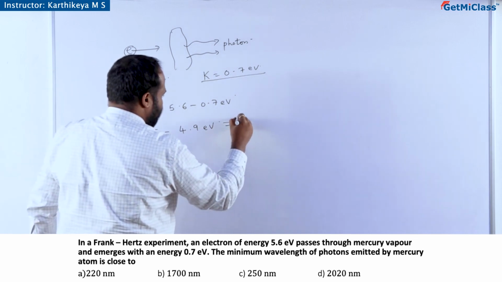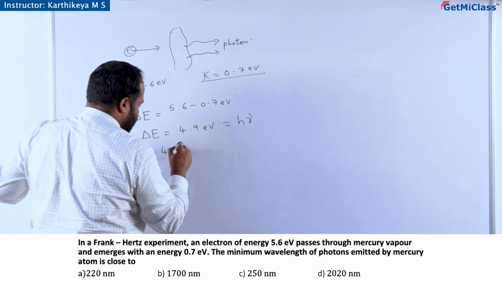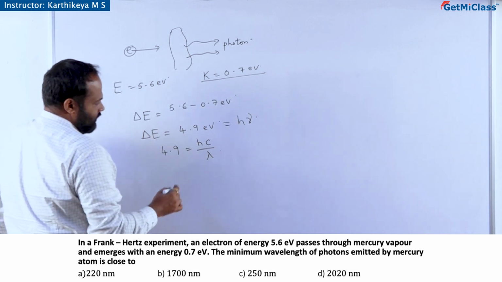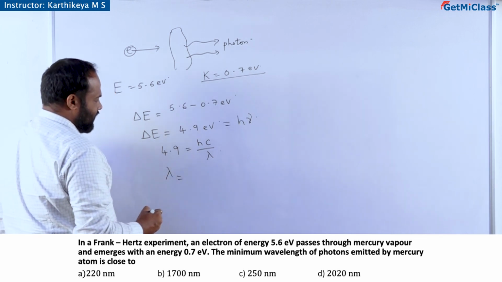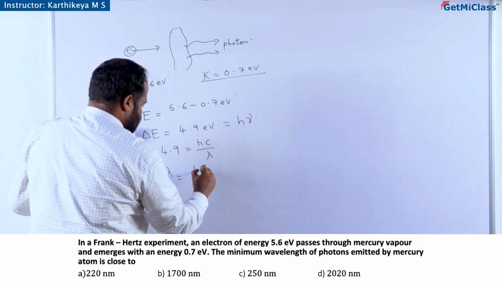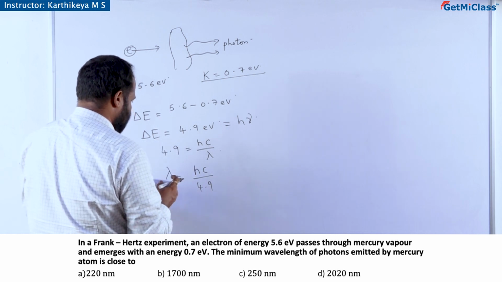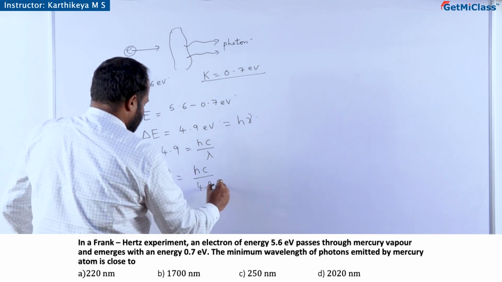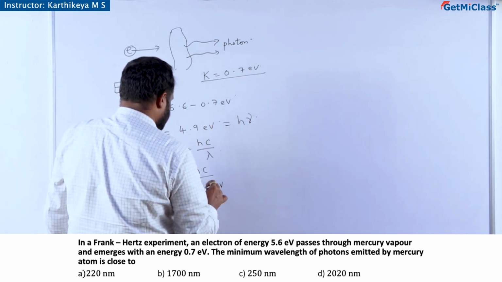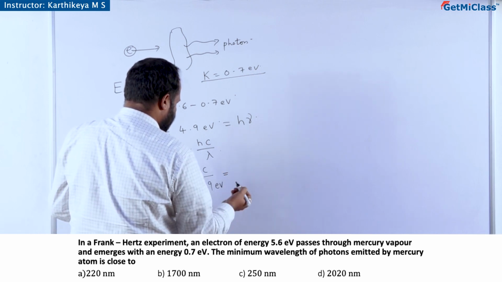So, this will be h nu, but you want the wavelength to be calculated. So, 4.9 is equal to hc by lambda. So, lambda is hc by 4.9 electron volt. So, energy in electron volt can be calculated. However, I have to convert this into meters later.